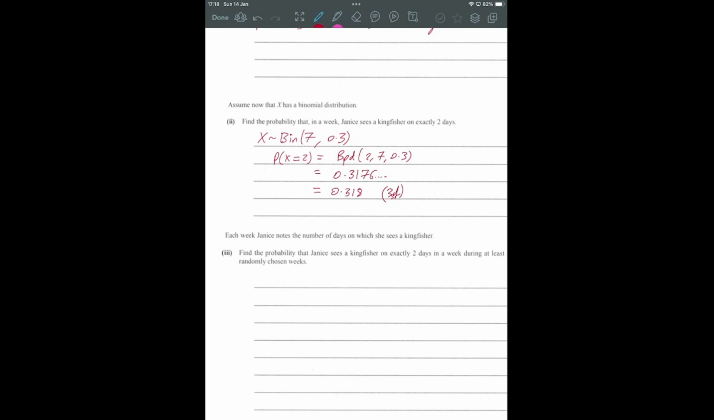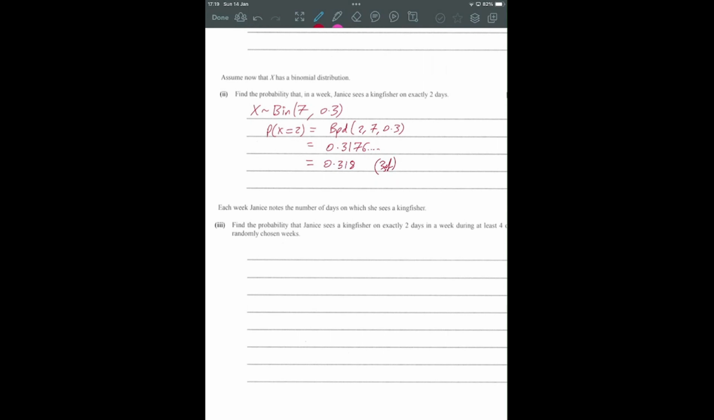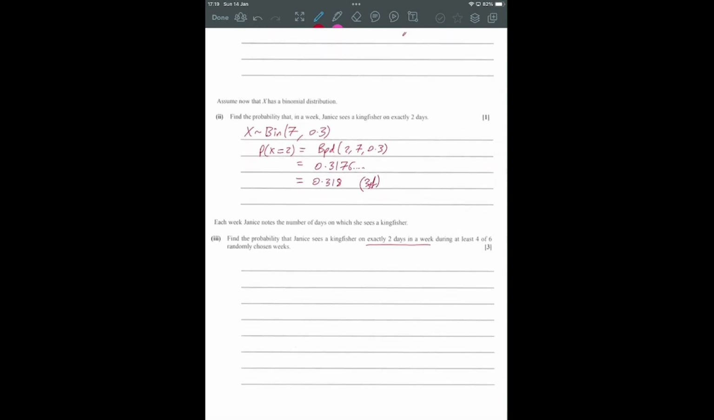Let's try and reread part 3 again. Each week we're going to note the number of days we see a kingfisher. Find the probability that Janice sees a kingfisher on exactly 2 days in a week, so that's my success criteria, in at least 4 of 6 chosen weeks. So now we've got 6 trials. Our trial is each week now, so we're actually doing the binomial of a binomial.